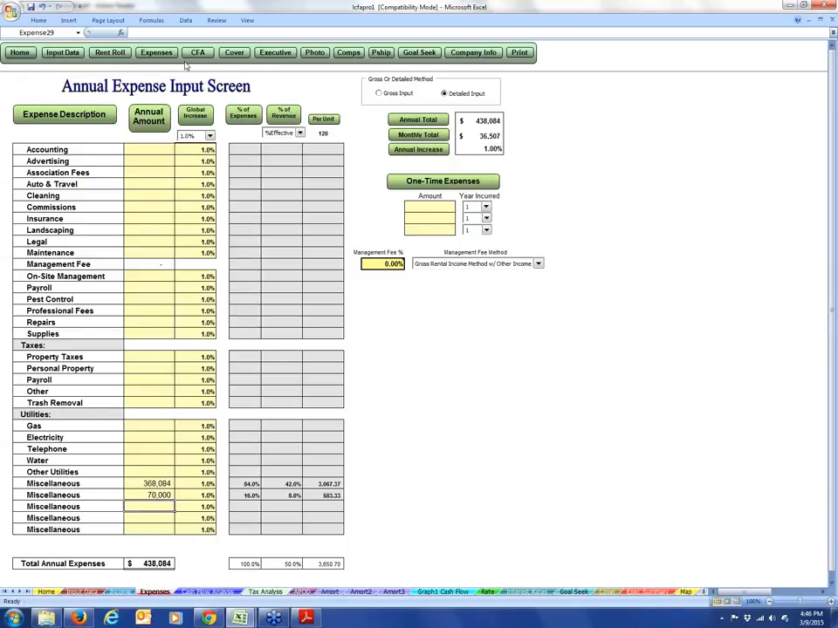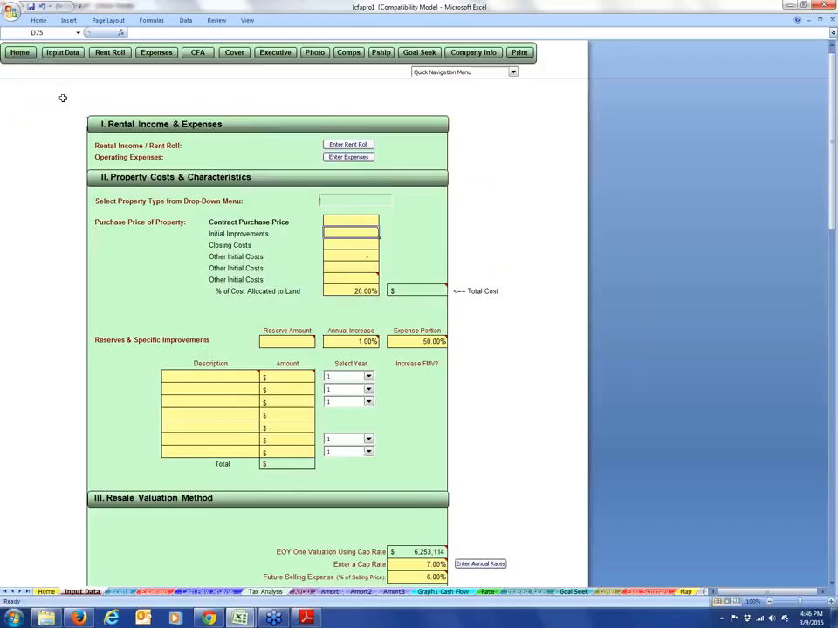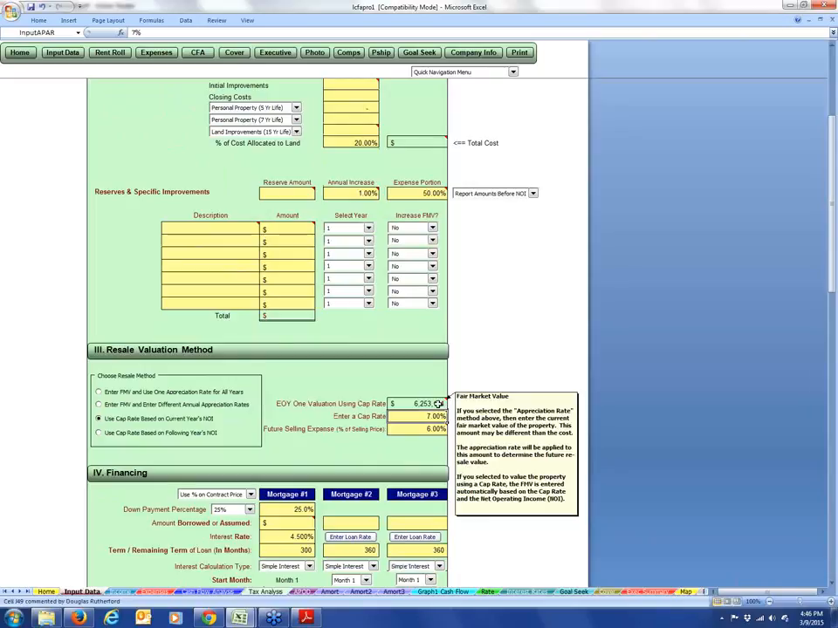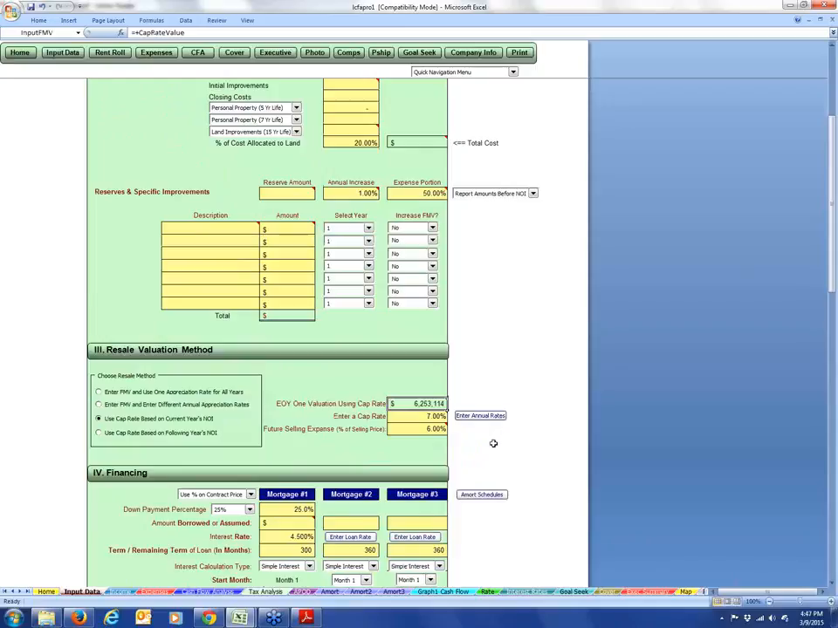Now, here's the real test. Let's go back to the input data section. At a 7 cap, with that NOI that we just calculated, the property is worth, at the end of the first year, $6.2 million. At a 7 cap. Look what happens if we do an 8 cap. It's worth 5.4.